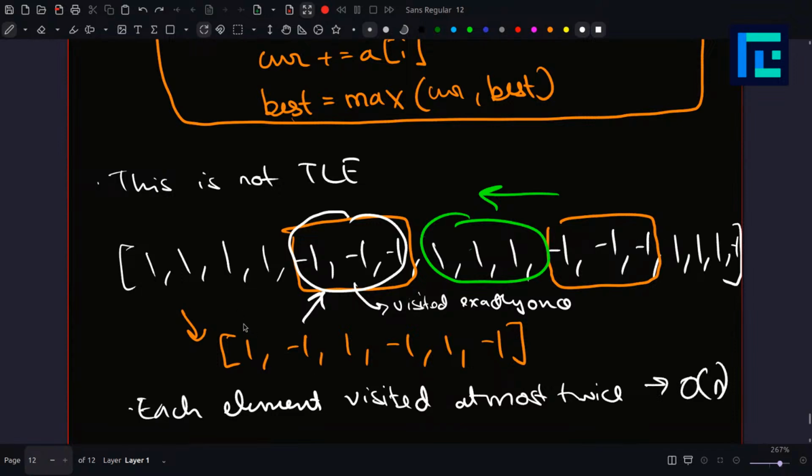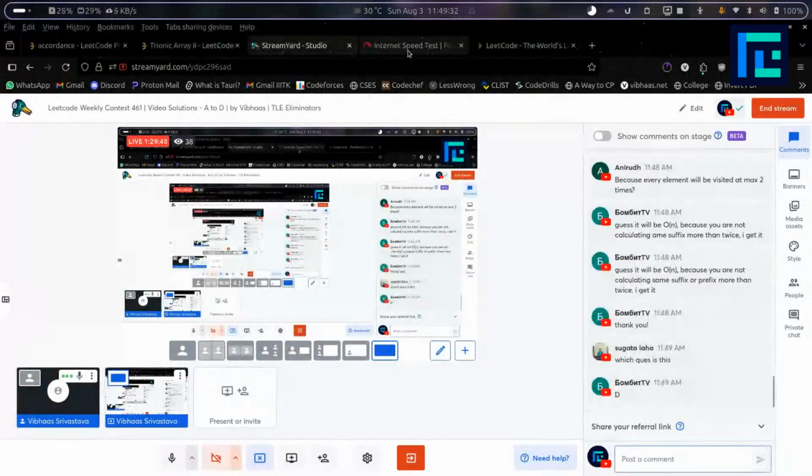Because each block is disjoint, right? So this 1 minus 1 block does not overlap with the other 1 minus 1 block. The minus 1 will always be away from the other minus 1, because to be a valid block, it must be 1 minus 1 followed by another 1 minus 1, right? So they can't overlap. So we're not revisiting the elements too many times.